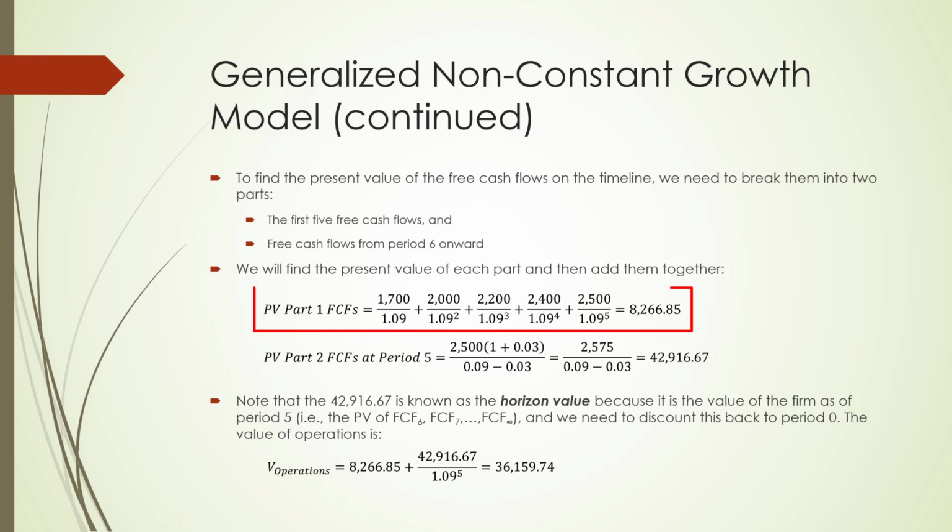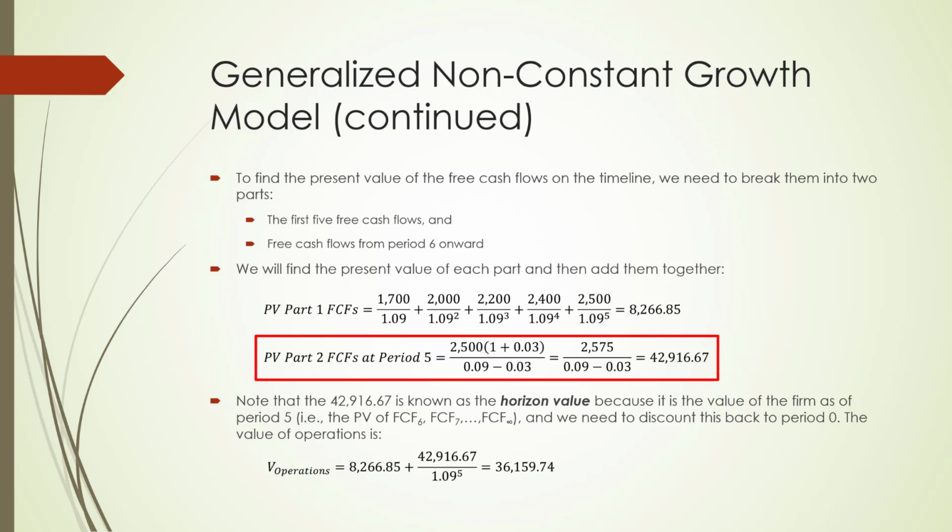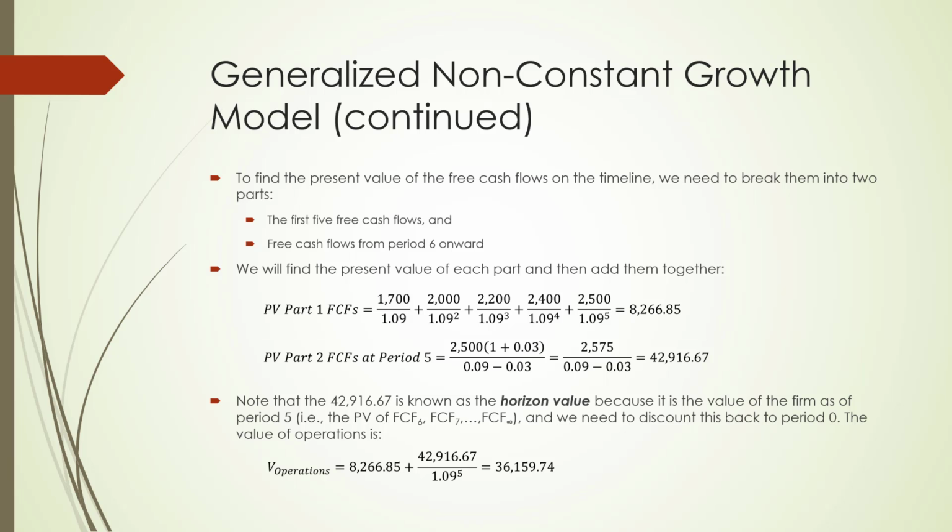So the present value of the first 5 free cash flows, you can see, we're going to take each of them divided by 1 plus the cost of capital to whatever power. So 1700 divided by 1.09 plus 2000 divided by 1.09 squared, and so on. That gives us 8,266.85. Now, when we plug in the free cash flow from period 6, 2575, into our constant growth model, that gives us a value of 42,916.67. But you have to remember, that is not as of period 0. That is as of period 5.